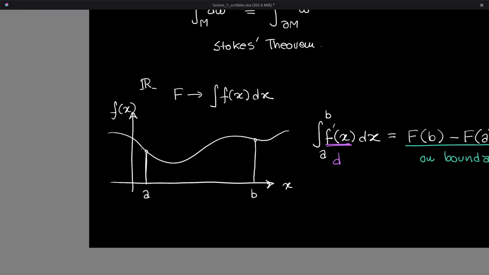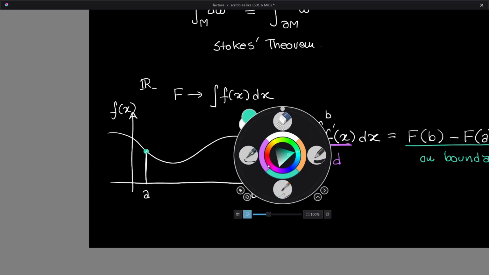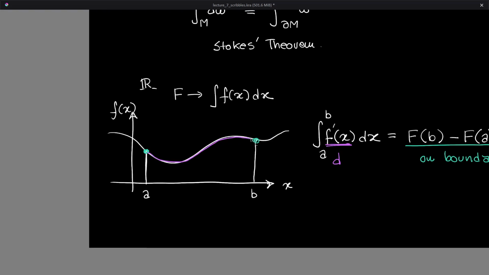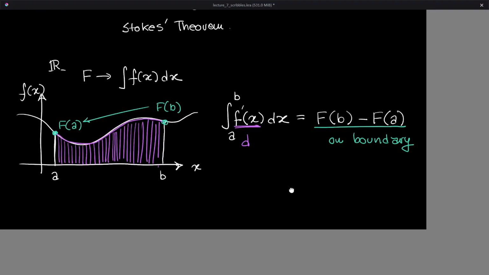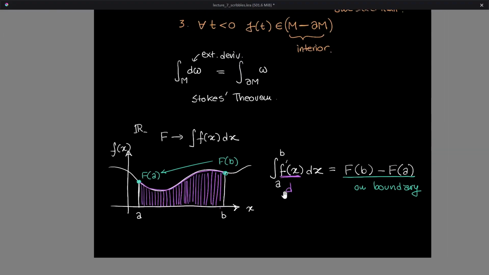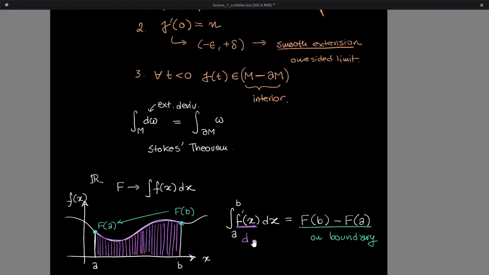So this is the boundary part, and this is the interior. We're trying to add little areas, and what Stokes' theorem is telling us is that adding the little tiny infinitesimal areas is the same thing as taking the antiderivative at b and subtracting the antiderivative at a. That's Stokes' theorem. And you might have seen Stokes' theorem in higher dimensions too.